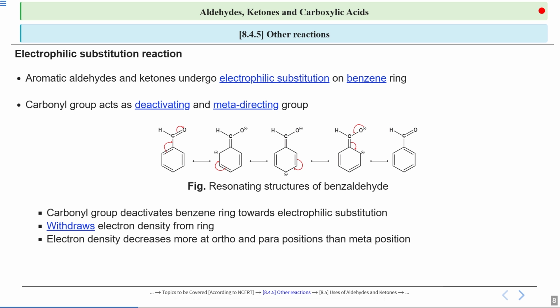So the electron density decreases more at the ortho and para positions than the meta position. As I told, if you look at the resonating structures, you have a positive charge more in the ortho and para positions. This means that the ortho and para positions are less favorable for electrophilic attack compared to the meta position. So if any electrophile comes to attack this benzene ring, it preferably attacks the meta position.